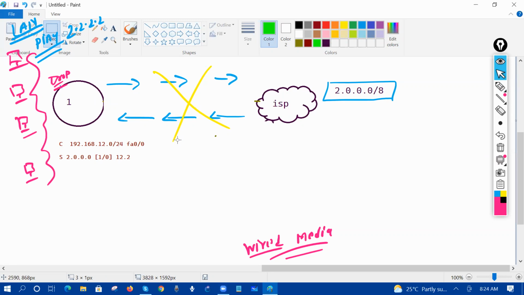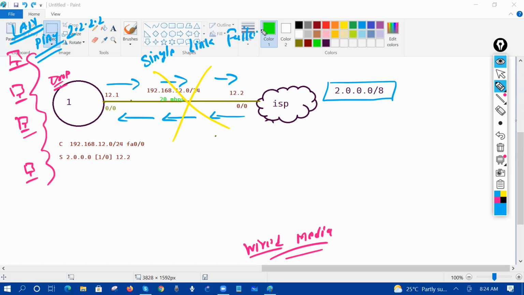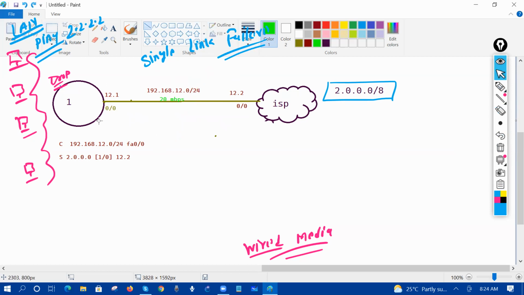So to avoid this problem, to avoid the single link failure, what have we introduced? This is known as a single link failure. We have introduced a backup path. We can say, okay, let me put another link.